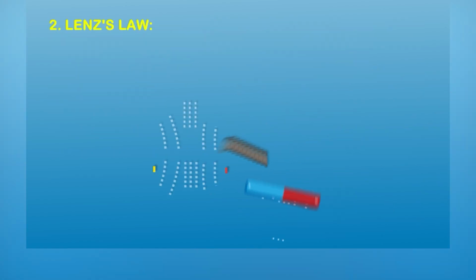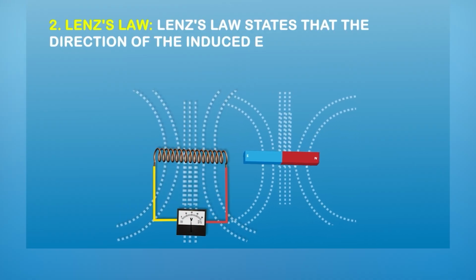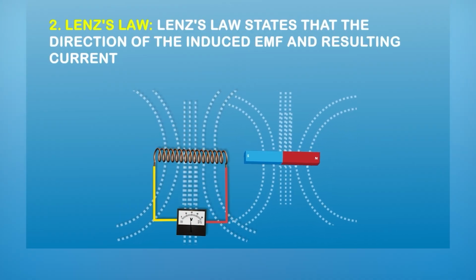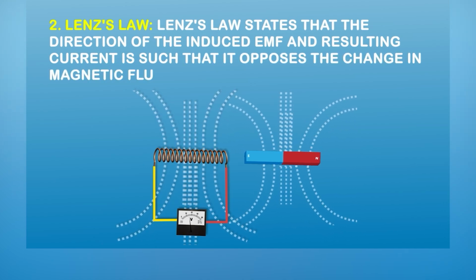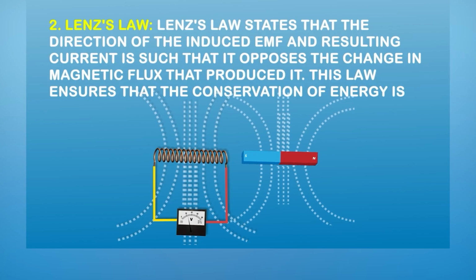Lenz's law. Lenz's law states that the direction of the induced EMF and resulting current is such that it opposes the change in magnetic flux that produced it. This law ensures that the conservation of energy is maintained.